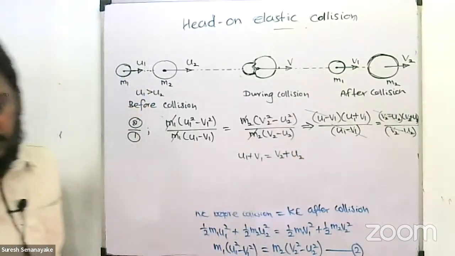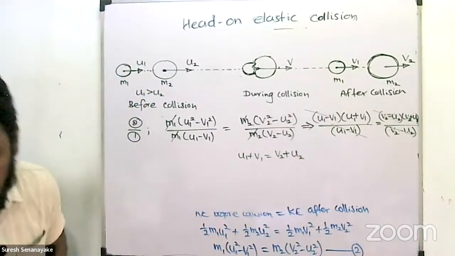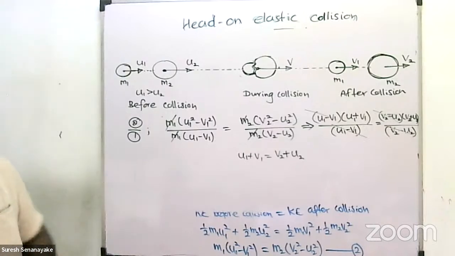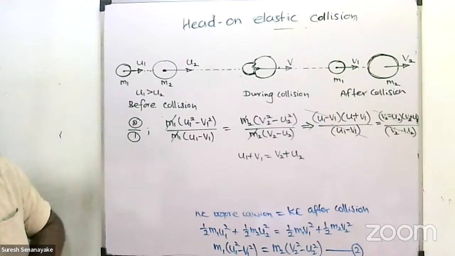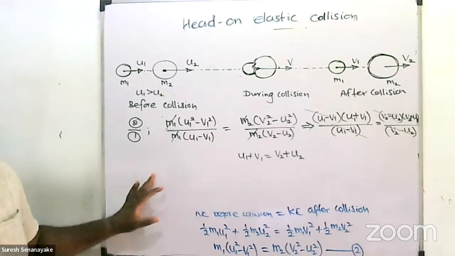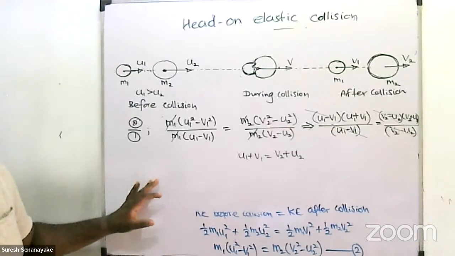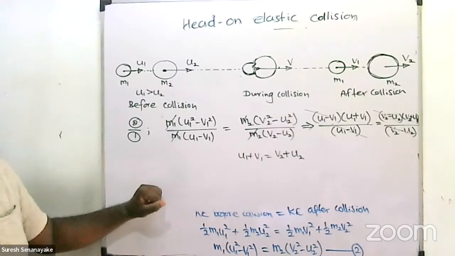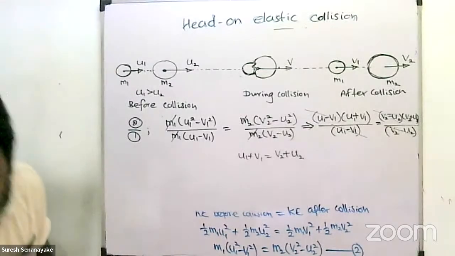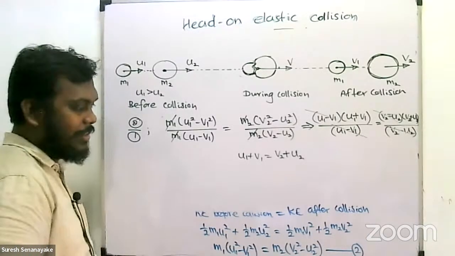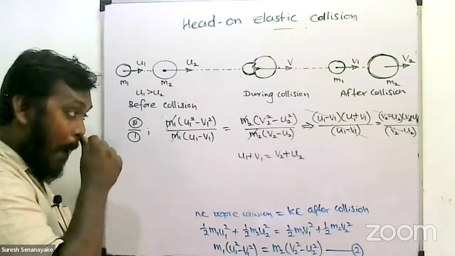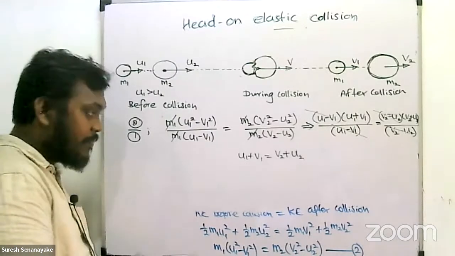Take the u terms to one side and the v terms to another side. So you let me know about the writing, should I erase this or not? Is it okay? Should I write it again? Right. I'm not erasing this part. Okay, we got this equation.